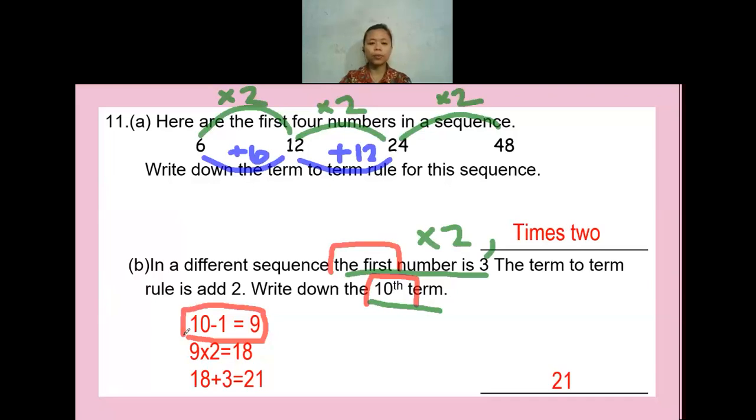After we find the difference between the given and unknown term, we can multiply it with the term-to-term rule given. The term-to-term rule is 2, so we do 9 times 2, which is equal to 18. Because the term-to-term rule is add 2, the numbers will be getting bigger, so from the original term, the 3, we add 18, which is equal to 21. If it is confusing, you can just make a list. The first term is 3, the second term will be 5, the third term will be 7, and so on. Later you will find out that the 10th term is equal to 21.